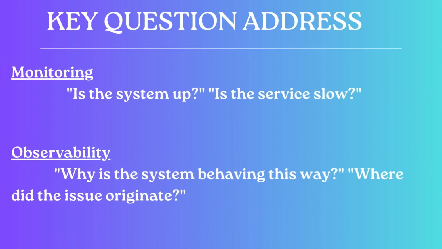Now the key questions to be addressed: what is monitoring and what is observability? Definitely you would have been asked this. Monitoring is about whether the system is up or not, whether the service is up or down, whether the service is slow or normal. This comes in the space of monitoring. Observability asks why the system is behaving this way, where the issue originated, why the system has this much latency, and which component is creating too much latency. Those things come under observability.